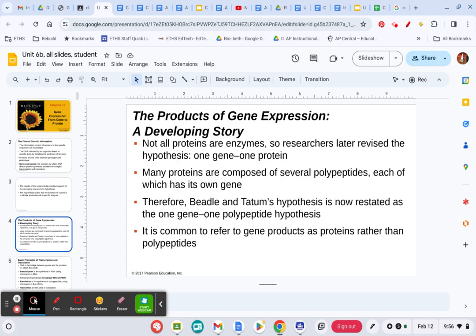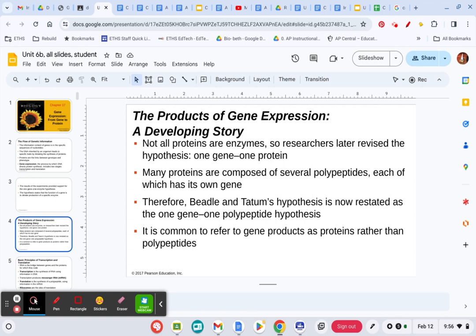Not all proteins are enzymes. Many enzymes are proteins. Most enzymes actually are proteins. But there's a hypothesis called one gene, one outcome. At first it was one gene, one enzyme, and now we make it more general and say it's not just an enzyme, it's a protein, because not all proteins are enzymes. Many proteins are composed of several polypeptides. Each has its own gene, which is kind of cool.